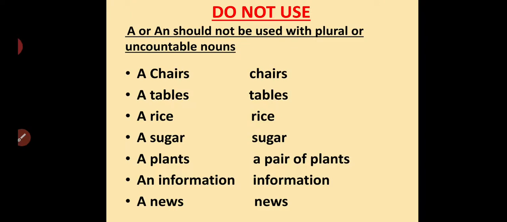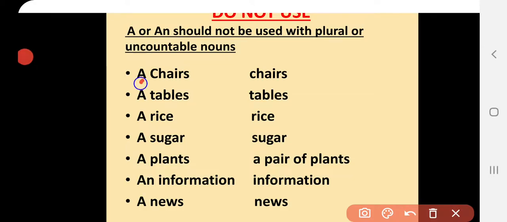A or an should not be used with plural or uncountable nouns. We should not use a or an before plurals or uncountable nouns. For example, the first word, a chairs. We cannot say a chairs because chairs is a plural noun. But you can say a chair, singular. When it is a plural noun, we cannot use a, so we have to use just chairs.